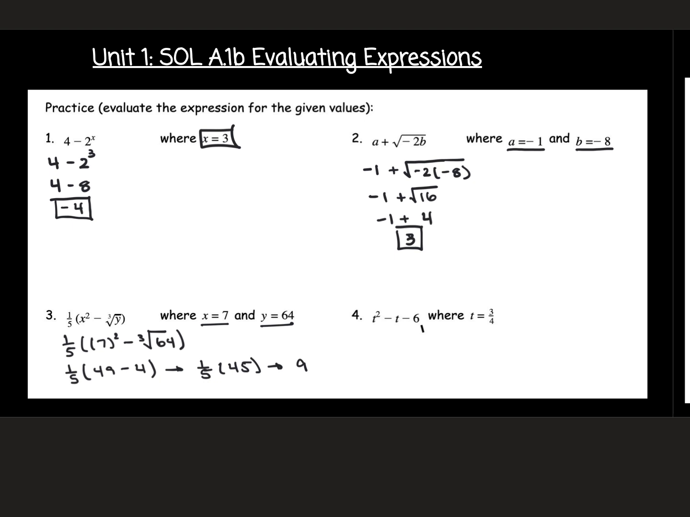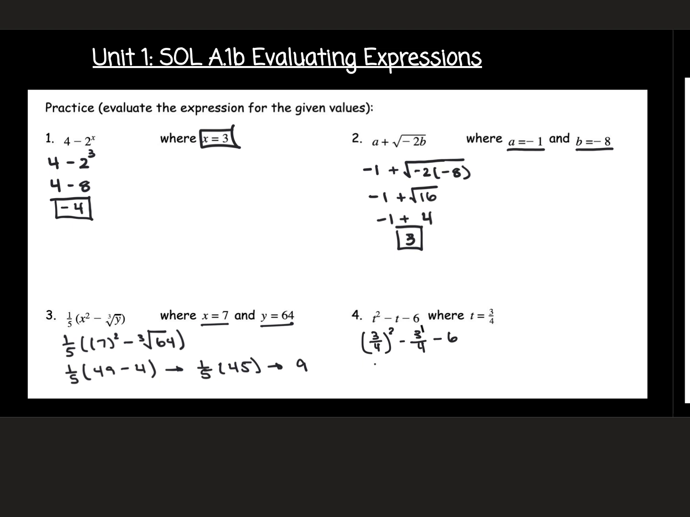For number 4, I have t squared minus t minus 6, where t is equal to 3/4. So I'm going to have 3/4 squared minus 3/4 minus 6. All right, so remember when you multiply fractions, you multiply numerator times numerator, denominator times denominator.